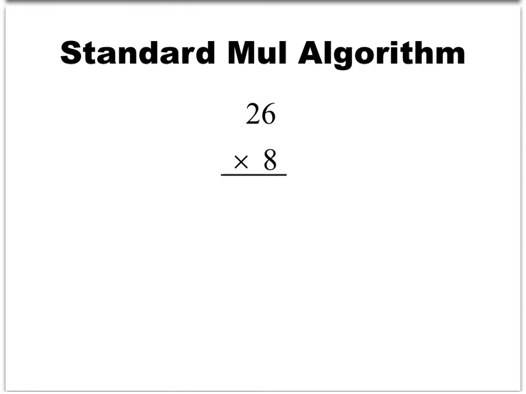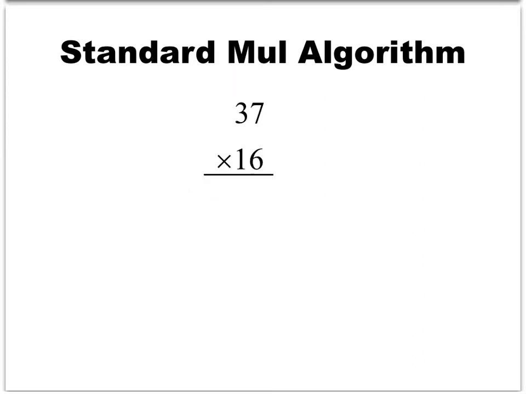So let's do a couple of examples to refresh our memory on how to do the standard multiplication algorithm. Let's take this problem of 26 times 8. To do the standard algorithm, we take 8 times 6, and that gives us 48. We're going to write down the ones digit, which is 8, and then we're going to carry the 4, and then we're going to take 8 times 2, which is 16, add the 4, and we get 20. So there's our answer, 208.